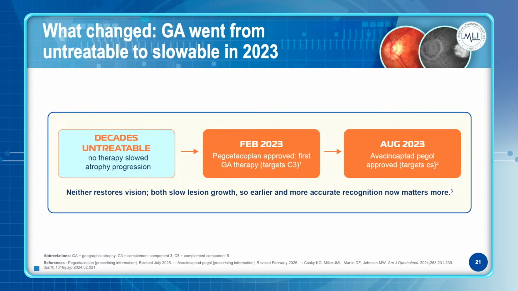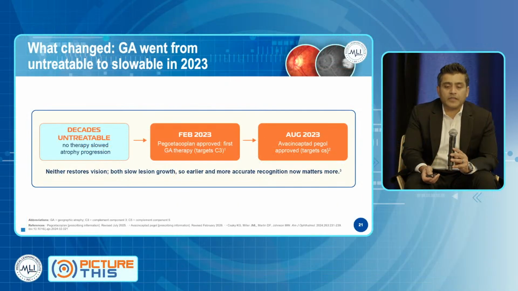So, we had these patients, they progress, they lose their independence, they ask us, what can you do? And we had nothing, right? So in 2023, it was a big milestone for the field, the first GA drug getting approved, pegcetacoplan, followed by the approval of avacincaptad pegol in the middle of 2023.